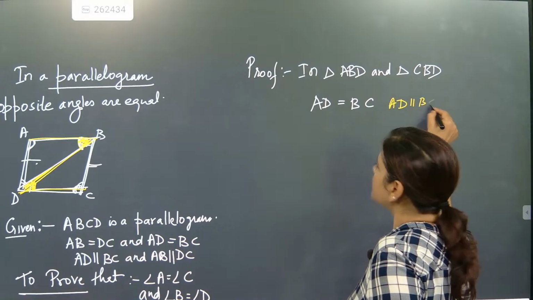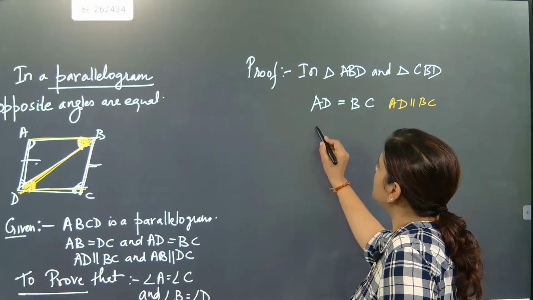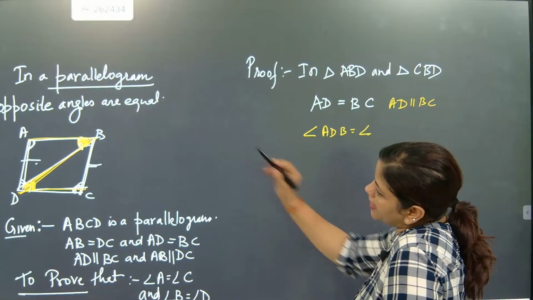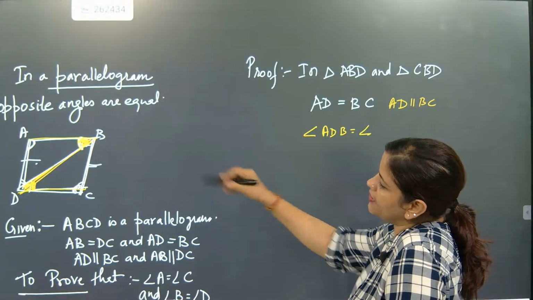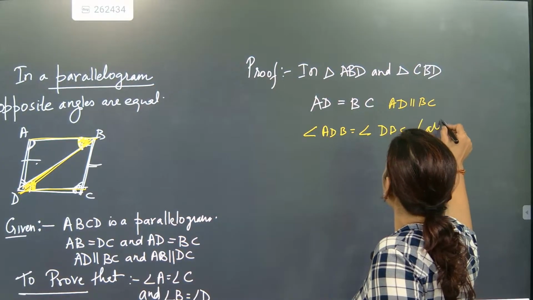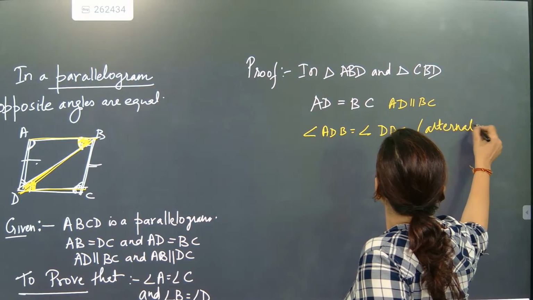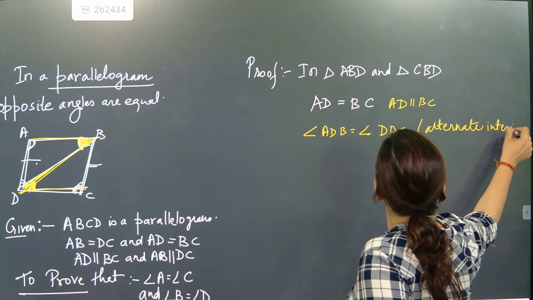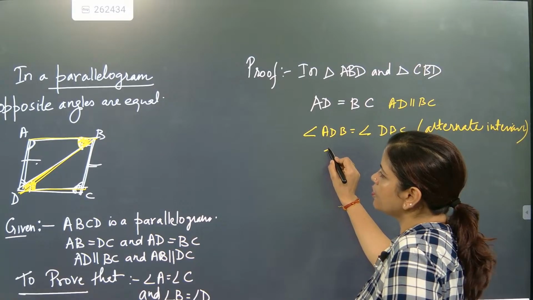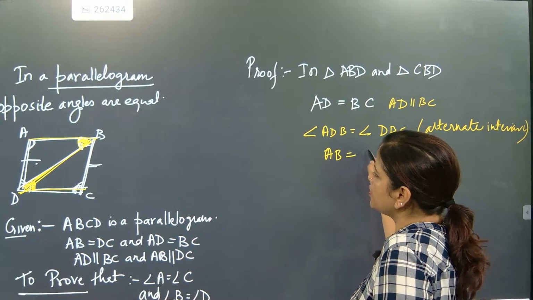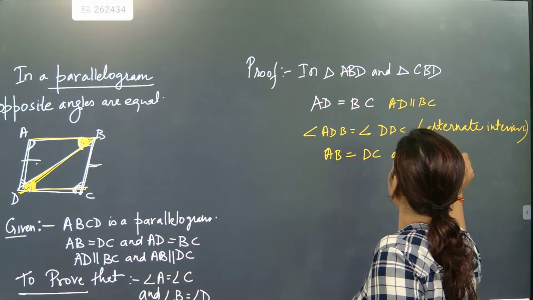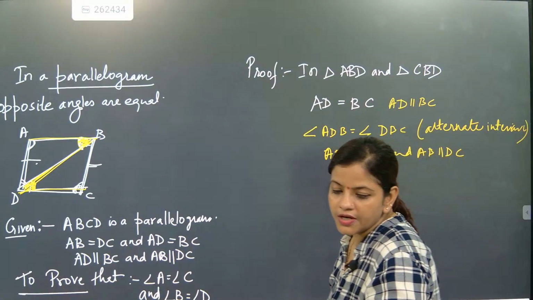AD is parallel to BC. So angle ADB is equal to angle DBC, alternate interior angle. Also AB is equal to DC, and AB is parallel to DC.